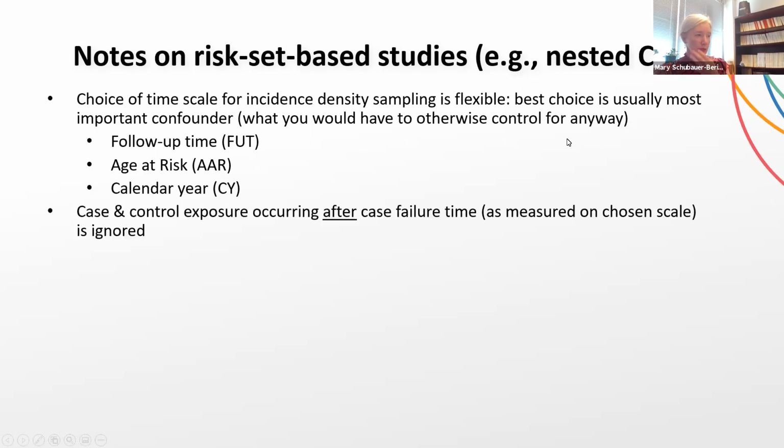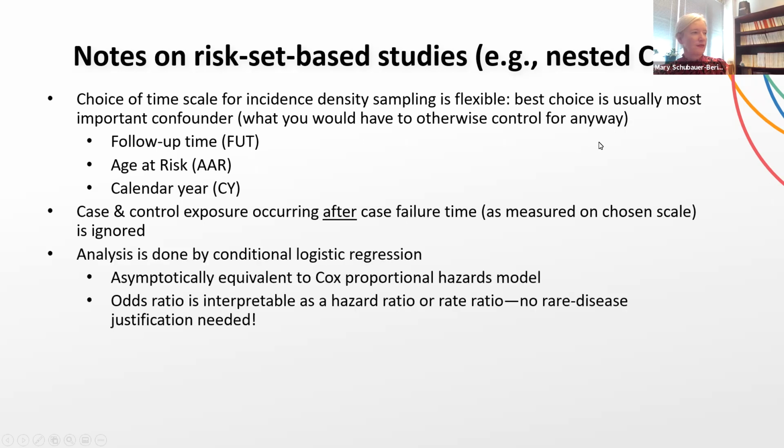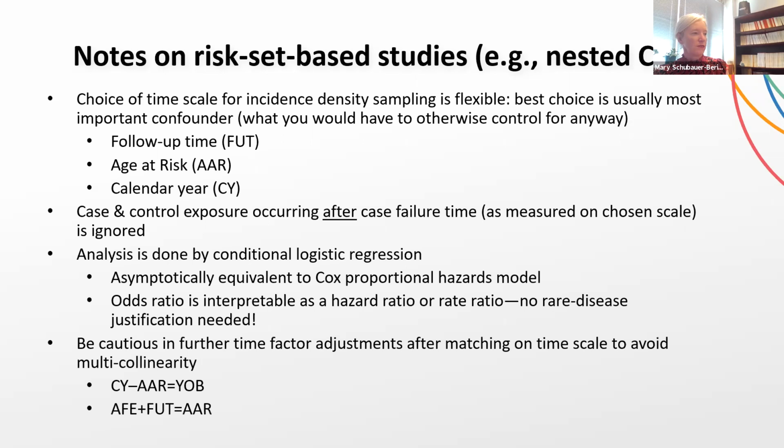So case and control exposure, or case and risk set exposure, occurring after the case failure time, whatever that scale is, is ignored in order to carry out unbiased analyses. The analysis is done by conditional logistic regression. This is asymptotically equivalent to the Cox proportional hazards model. And the odds ratio is interpretable as a hazard ratio or a rate ratio. No rare disease justification is needed. So it's a very special and powerful design that's become quite useful in occupational epidemiology.